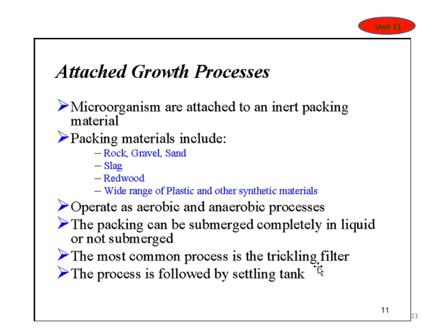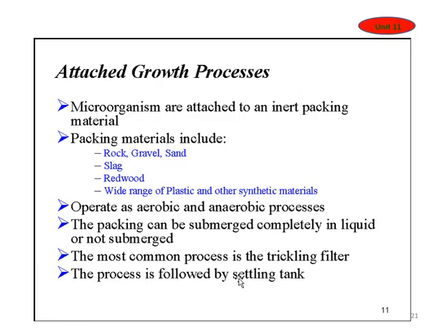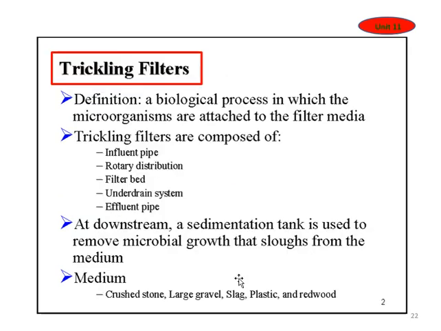Remember, in the suspended growth process the most common process is the activated sludge system. In the attached growth process, the most common process is the trickling filter. In the same way, in this process there is a sedimentation tank. Like in the activated sludge system, after the aeration tank there is a sedimentation tank. Here also, after the attached growth unit there is a sedimentation tank, where we remove the remaining bacteria from the wastewater.